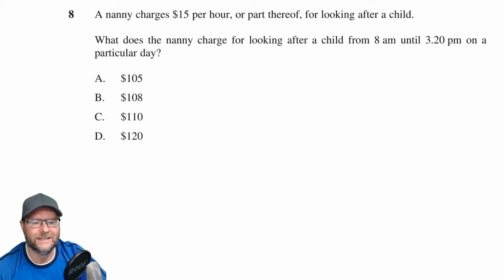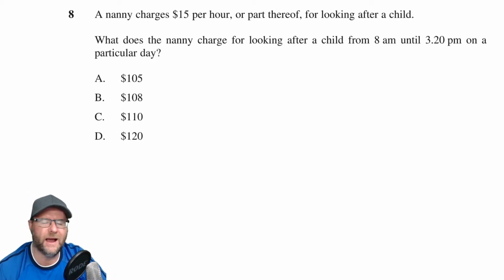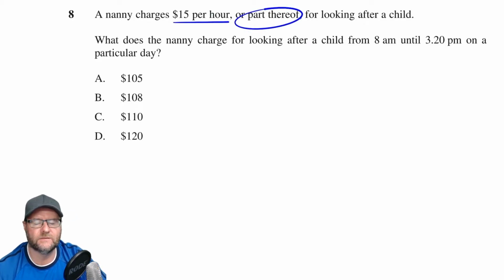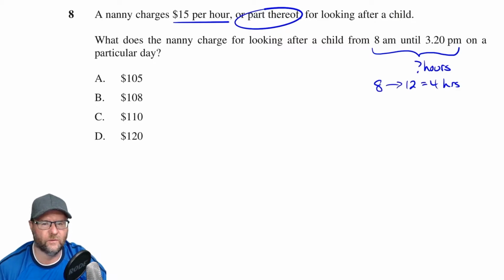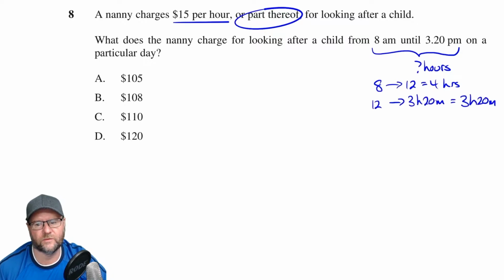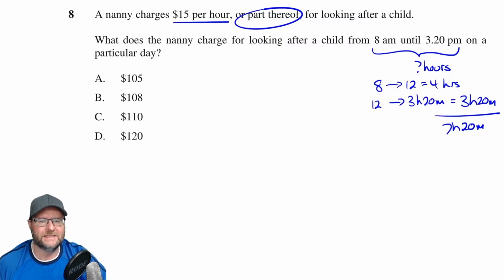We've got a nanny who's charging $15 per hour, or part thereof, which is a phrase we're going to come back to in a minute and explain what it means. So here are some of the important bits. $15 an hour, part thereof, but we also want to work out how many hours she worked. In this case, from 8 a.m. until 3:20. So how many hours is that? Well, I like to split this into blocks that are easy to work with. From 8 till 12 is 4 hours, and then from 12 till 3:20 is another 3 hours and 20 minutes. If I add them together, 7 hours, 20 minutes.